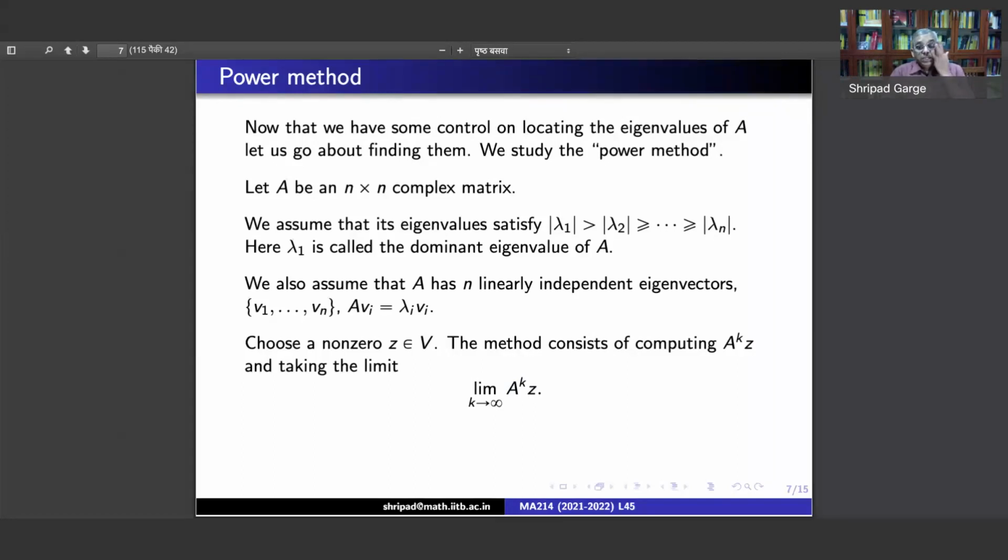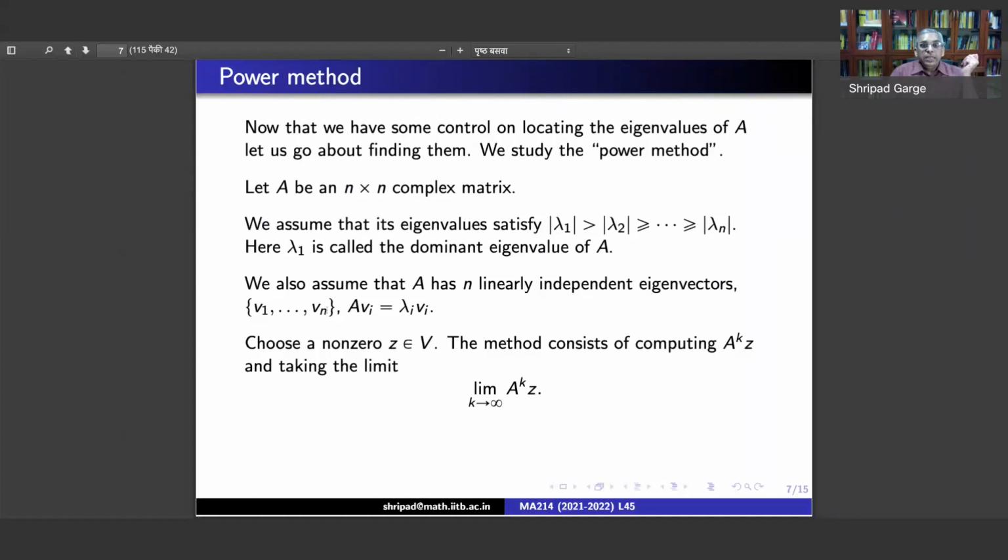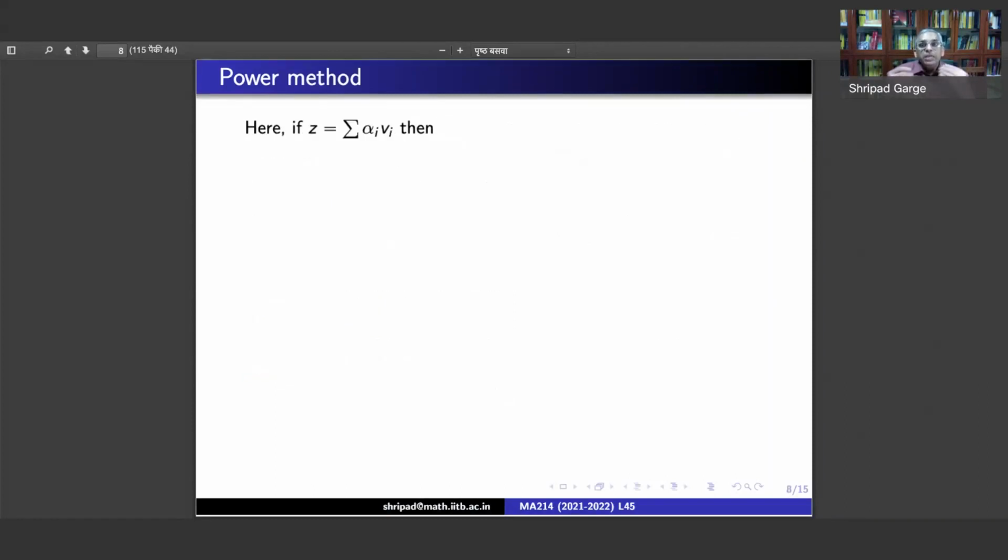First of all, this gives us our eigenvalue to begin with. We have assumed that there are these n linearly independent eigenvectors v1, v2, up to vn. The dimension of your space is also n, since you are looking at the n by 1 column vectors. So these n vectors form a basis for your n-dimensional vector space, and so z will be a linear combination of your basis elements, say the sum of alpha i vi.